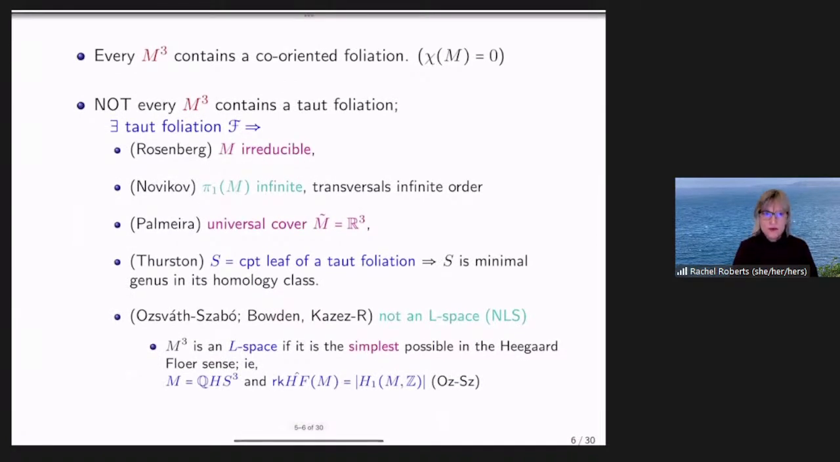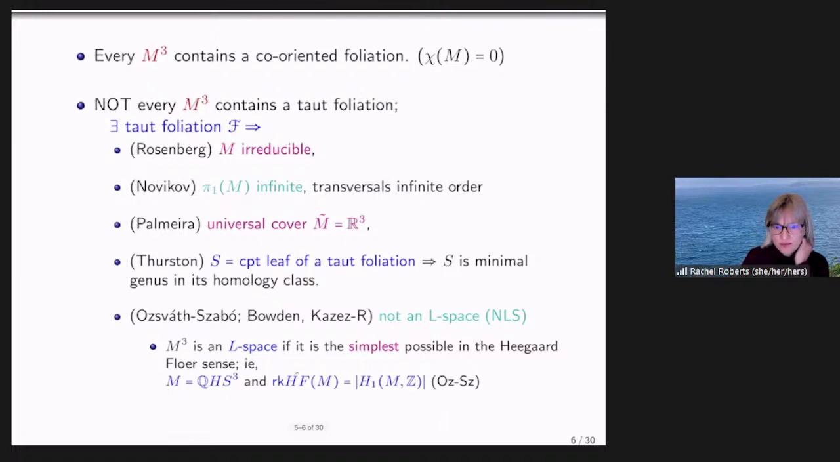So there are a variety of proofs showing that every three manifold contains a co-oriented foliation. And underlying this is that, remember, we're in the world of closed at the moment, so the Euler characteristic of my manifold is 0. But if you add the condition of tautness, you get something that is giving you topological information about the manifold. So if we have a taut foliation, Rosenberg tells us that a manifold is irreducible, Novikov that the fundamental group is infinite, that transversals are going to give you infinite order elements, and the universal cover is R3.